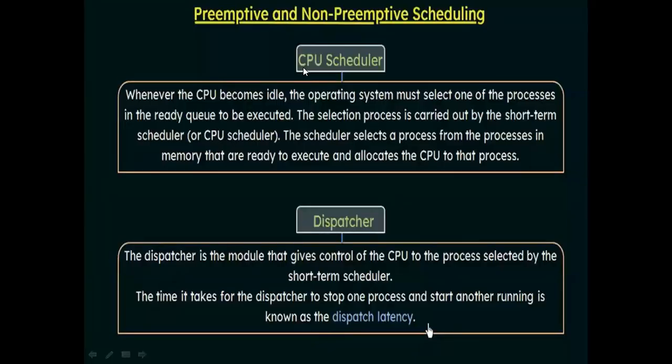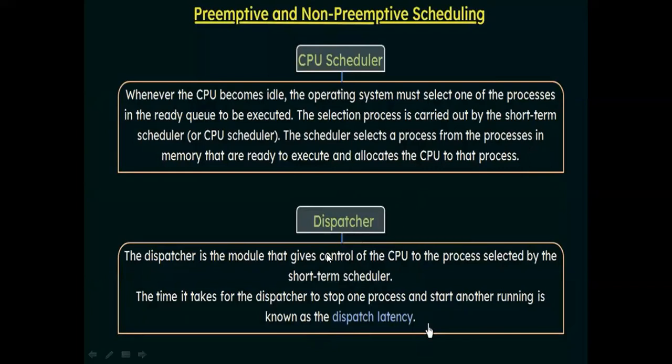Next, we'll be seeing about a CPU scheduler. Whenever the CPU becomes idle, the operating system will select one of the processes in the ready queue to be executed. This is the task of the CPU scheduler. The selection process will be carried out by the short-term scheduler, which is otherwise called a CPU scheduler. The scheduler will select a process from the processes in memory that are ready to execute and will allocate the CPU to that process.